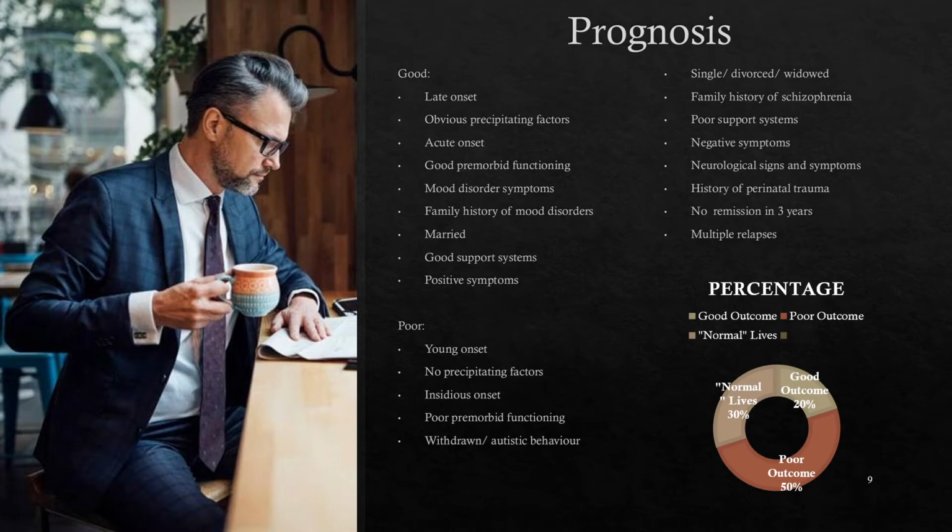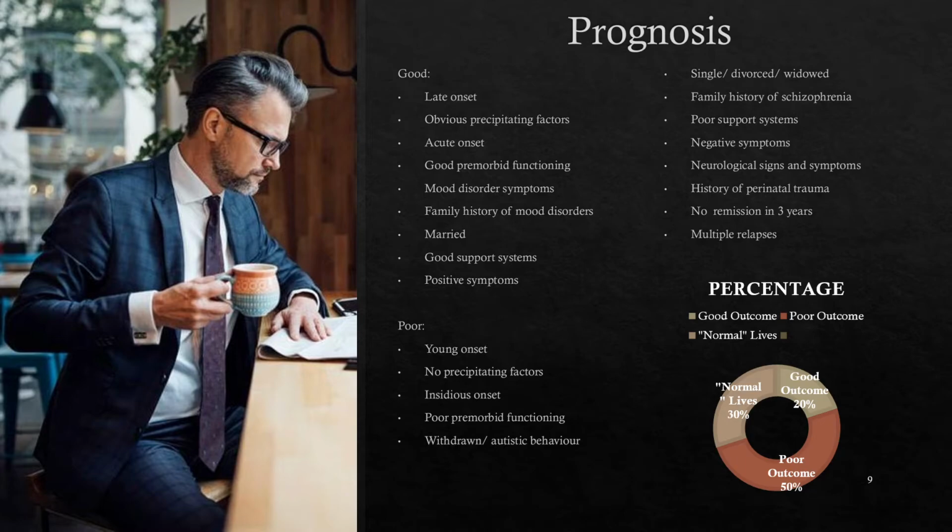Protective factors would include late onset schizophrenia, obvious precipitating factors, an acute onset, good premorbid functioning, mood disorder symptoms, family history of mood disorders, if the patient is married, if the patient has a good support system, or positive symptoms.